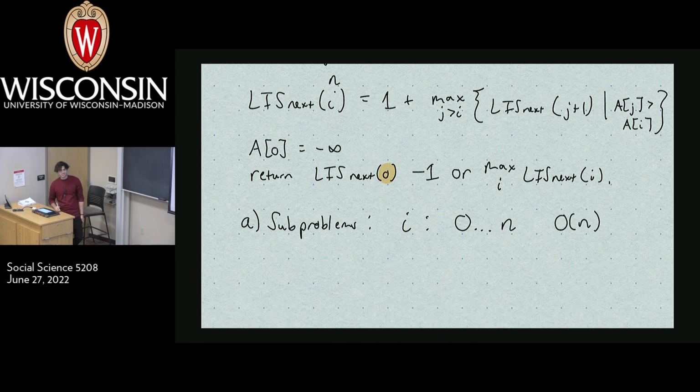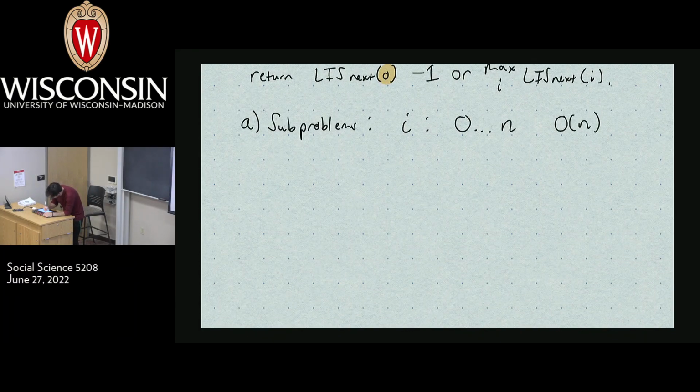So already this is looking kind of nice, right? We have significantly fewer subproblems than before. So you might be thinking that this is a way faster algorithm. Maybe it is. We'll see.